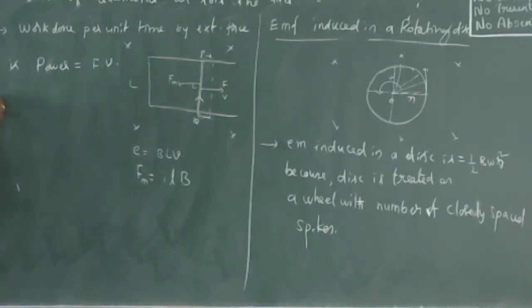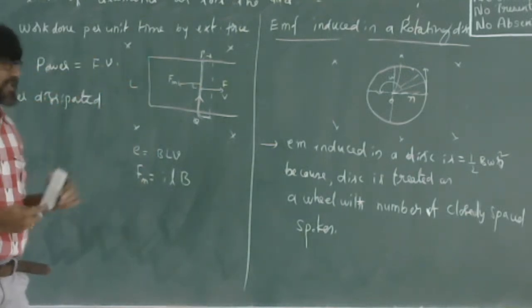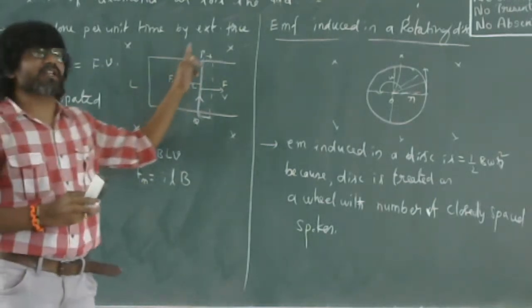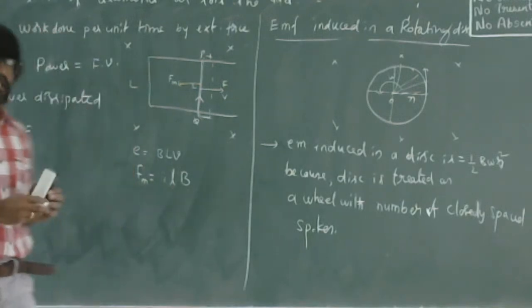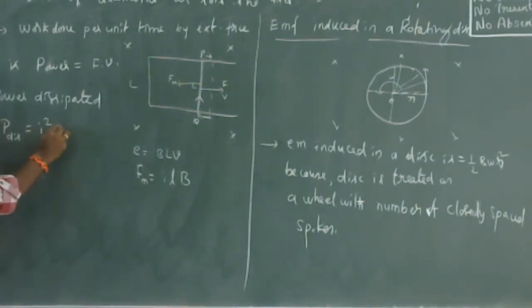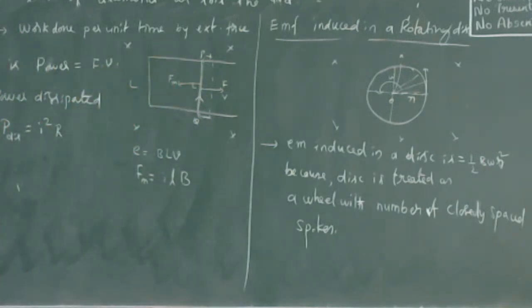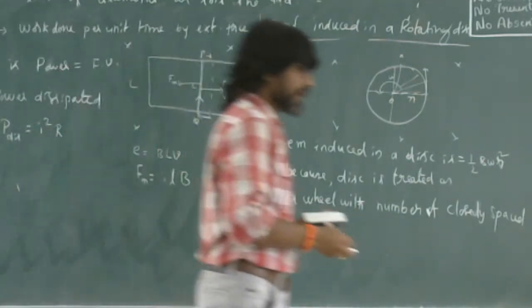If you are asked to find the power dissipated in this process, P dissipated is equal to, in terms of the induced current, I squared R, if the resistance in the coil is R.